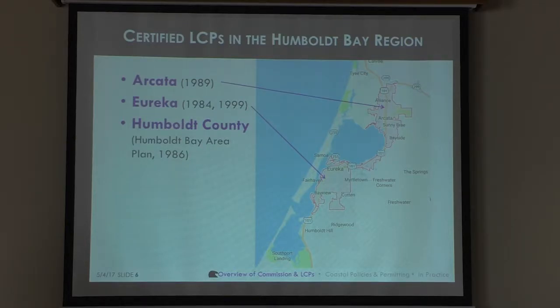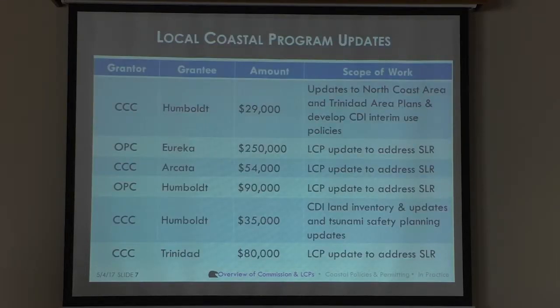Arcata, Eureka, and Humboldt County all have certified LCPs, so in their respective jurisdictions, they issue the coastal development permits. They all were certified in the 80s, and although the Commission has certified amendments over the years, none have undergone major updates, except Eureka's land use plan in 1999. So right now, all 3 jurisdictions are working on major updates to their local coastal programs, and the Commission and the Ocean Protection Council have issued several grants in recent years to help them with that endeavor, and a lot of them are focused on adding policies and regulations to address sea level rise.